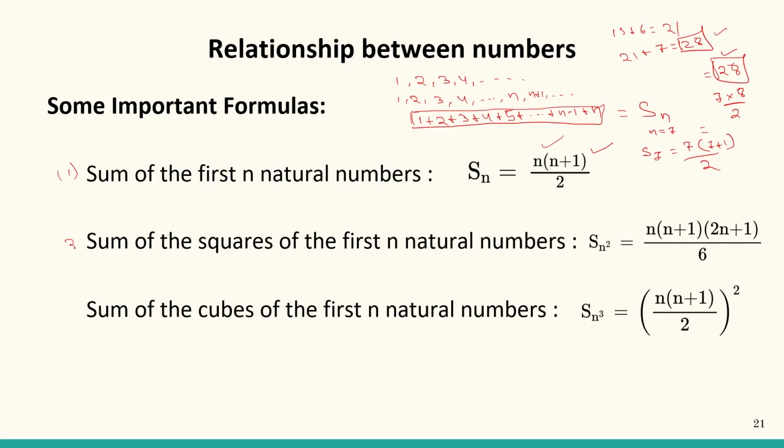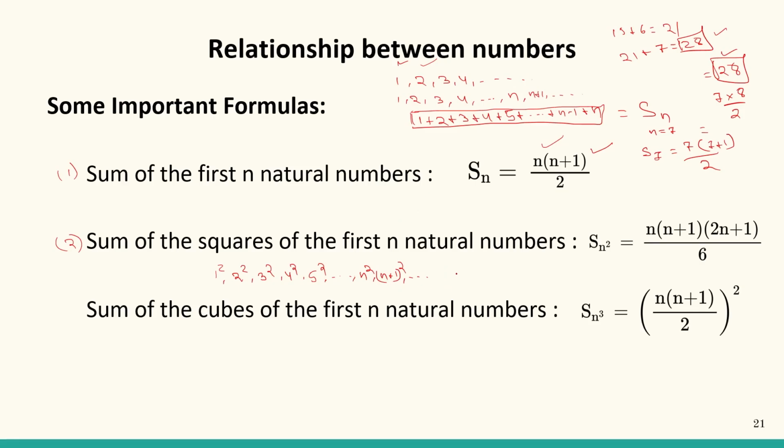What is the second important formula? The sum of the squares of the first n natural numbers. We have a sequence of squares of natural numbers, that is 1 square, 2 square, 3 square, 4 square, and 5 square, and so on. The sequence is of the squares of natural numbers. At some point there will come a number n square, and then n plus 1's whole square, and so on.